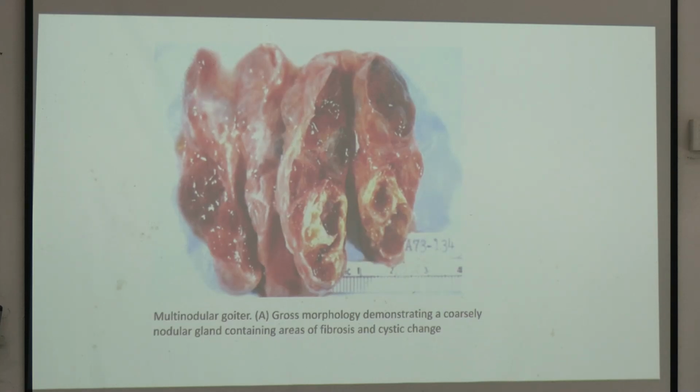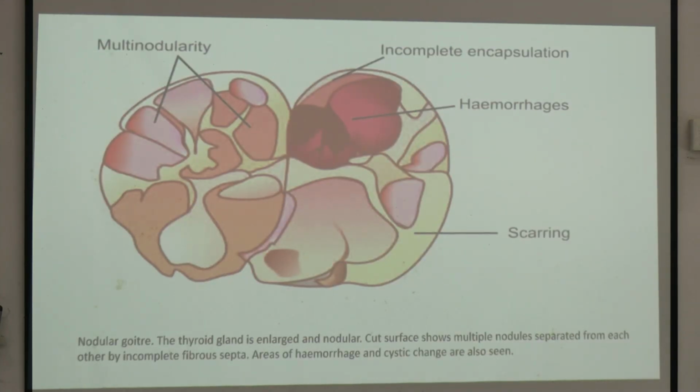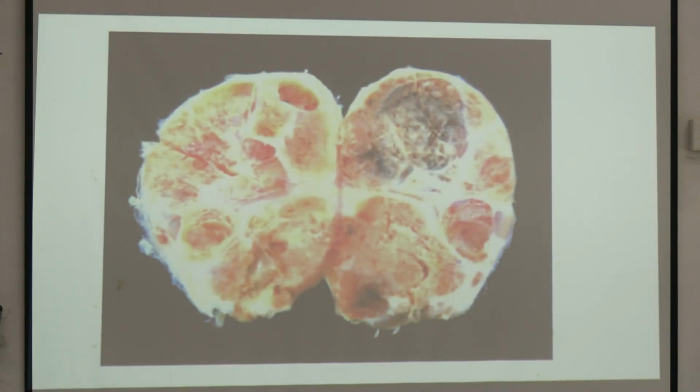The gross image of multinodular goiter shows areas of fibrosis and cystic changes. These are cystic changes and fibrosis. These are cysts, and these are fibrosis. Nodular goiter, multinodularity, incomplete encapsulation, hemorrhages, scarring. These are multinodularity. These are also pictures of multinodular goiter.